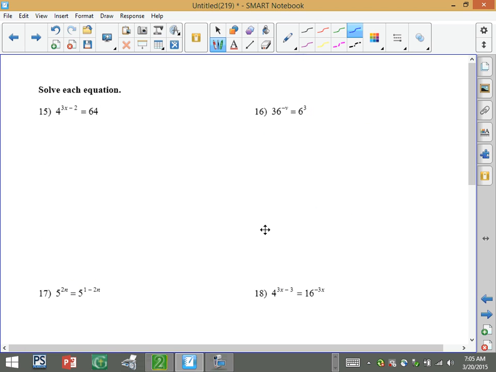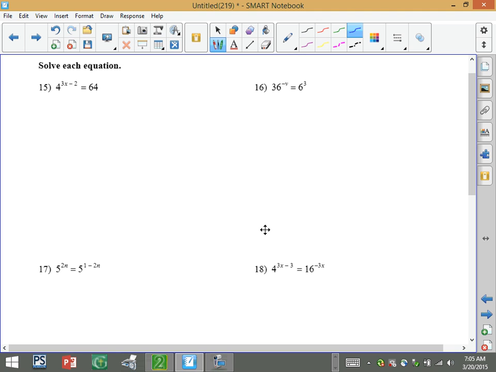All right, and then the final page of this, solving those equations, getting those like bases. So is there a way to get 64 into a base of 4? Sure enough, there is. This is 4 to the 3rd. So we have 4 to the 3rd, and then 4 to 3x minus 2. Kind of ignore those now. So 3x minus 2 equals 3. Add 2 to both sides. So 3x equals 5. Divide by 3. x equals 5/3.